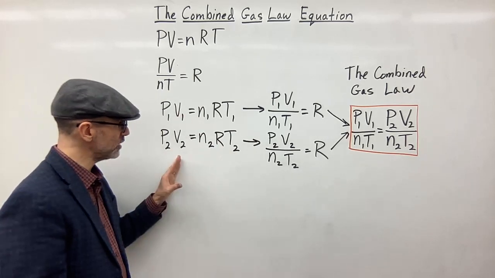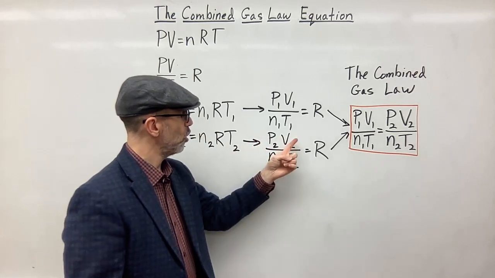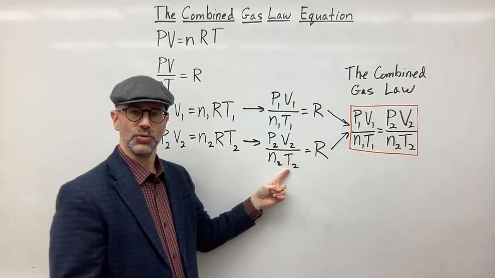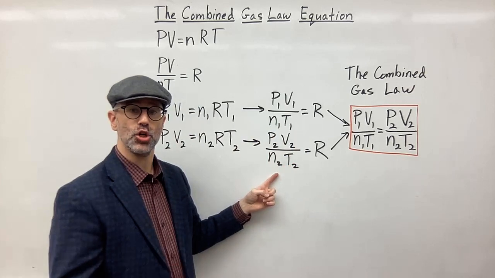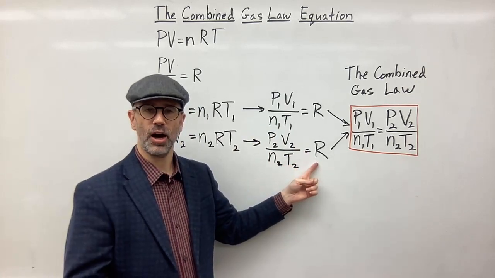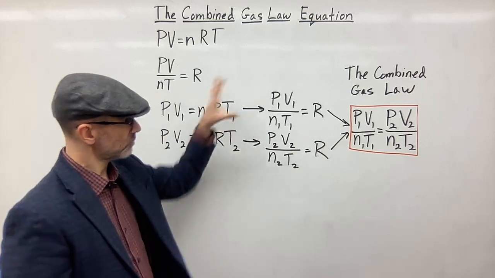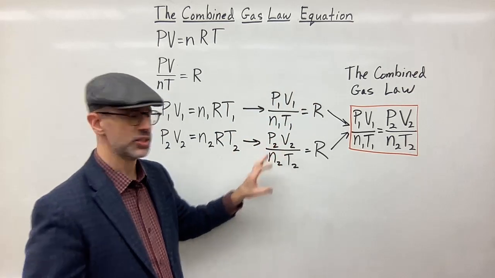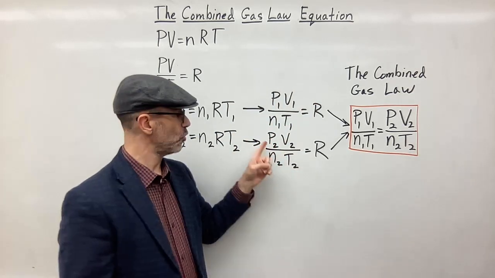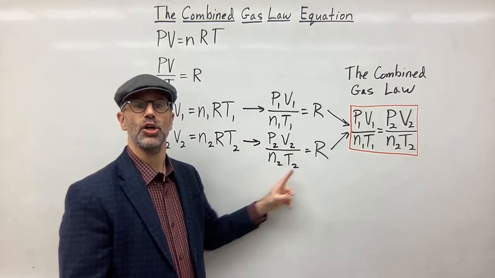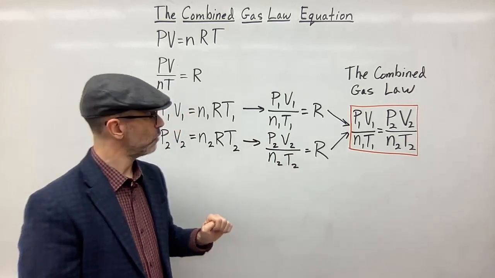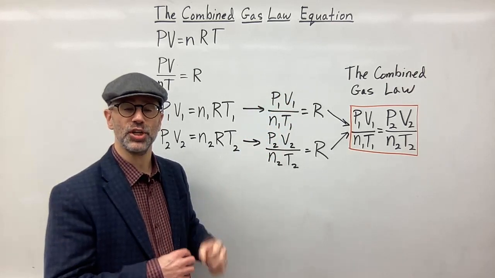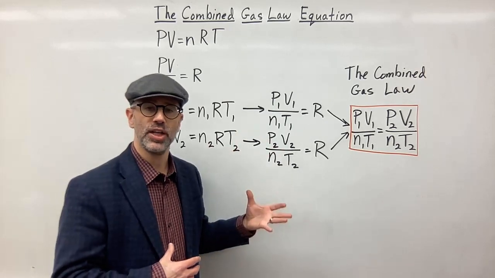Then when I rearrange this, I get P2 times V2 over N2 times T2. So this new set of conditions is also equal to R, right? I start at one set of conditions that's equal to R. I have a new set of conditions that's also going to be equal to R. Remember that the pressure, volume, temperature, and the amount of gas are all related to each other. If I change one, I change all of the others, right?